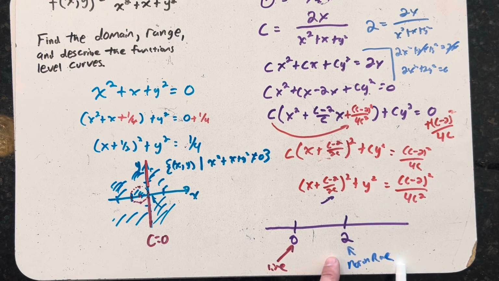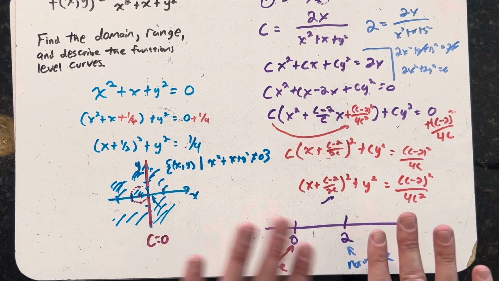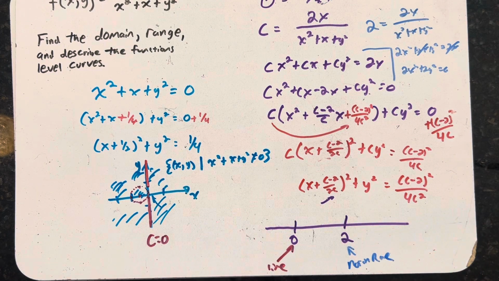There is no level curve at 2 because apparently that's not in my range. And now I just kind of want to figure out what's going on with these other level curves. So for right now, I want to imagine that c is in between 0 and 2, and I want to try to figure out what's going on with that particular circle.